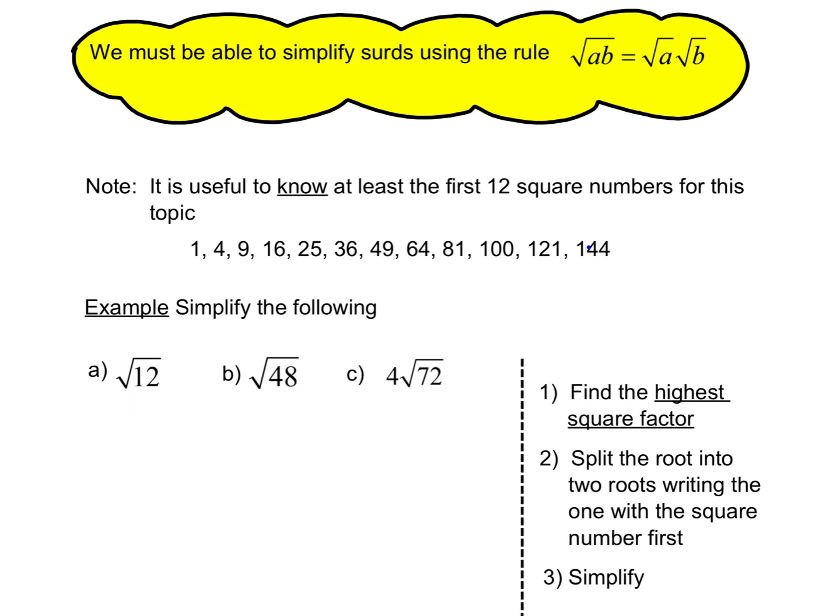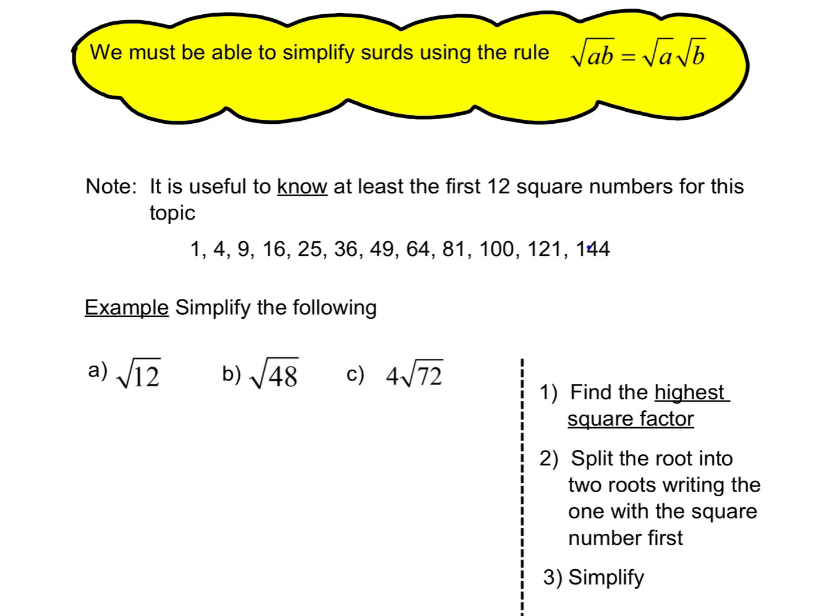Now 12 on this number line would sit between the 9 and the 16, so we'll start here and we work our way down the list. And we work our way down the list because we're trying to find the highest square factor, so we want to come across the biggest one first. So does 9 go exactly into 12? No. Does 4 go exactly into 12? And the answer is yes. So 4 is the number I'm looking for here. That is my highest square factor.